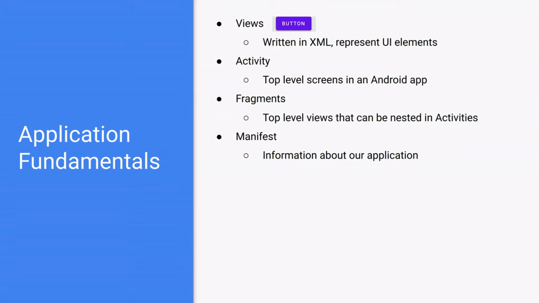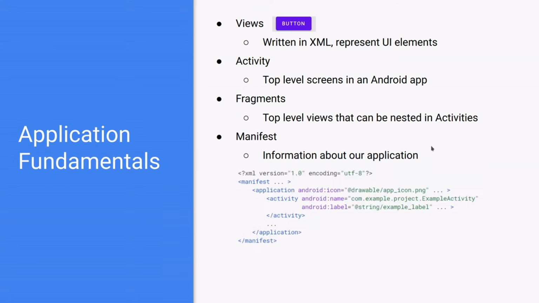Now let's look at some application fundamentals. We just saw views, which were written using XML and are used to represent UI elements like text, buttons, or images. Then we have the activities, which are the top level screens in our Android app. We have fragments, which are now starting to replace activities as the top level screens in our Android app. They can be nested inside activities and allow us to use the single activity architecture, which is now being heavily pushed by Google. Then we have the manifest file, which contains the information about our application, like the application icon, name, and label. Then finally we have the gradle file, which contains build information and dependencies of an Android application. We'll learn more about these and how to build a full-fledged app as the course moves on.